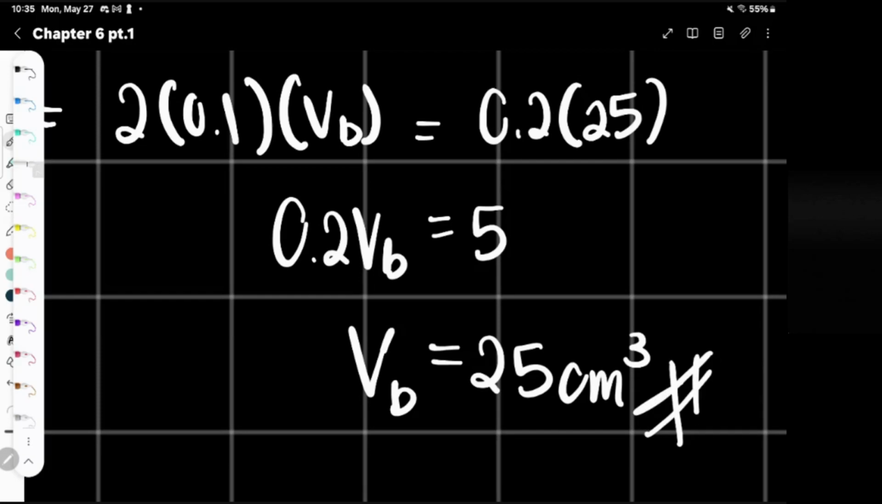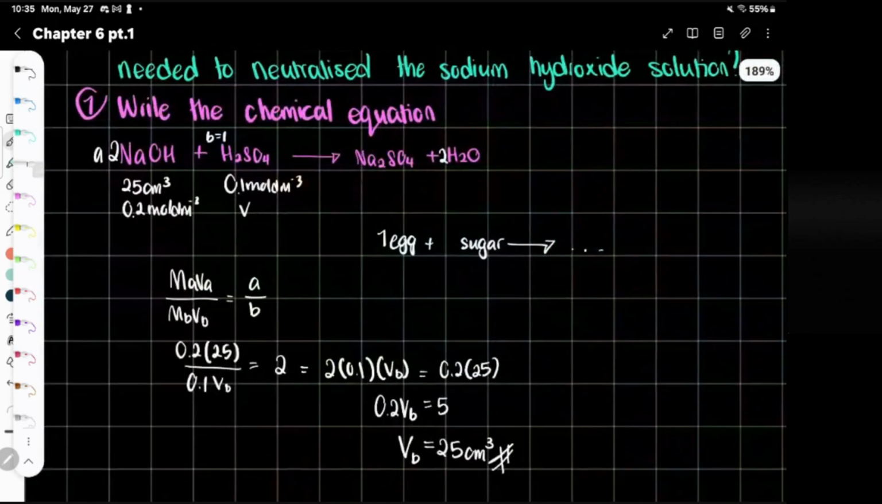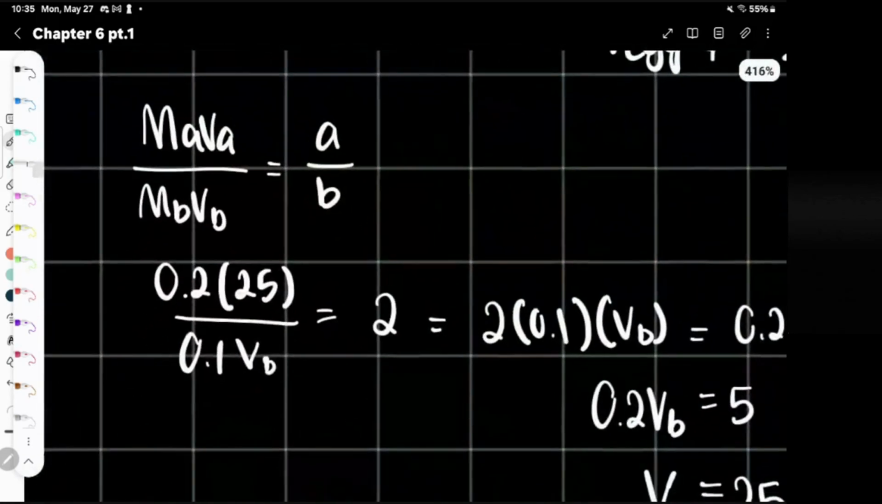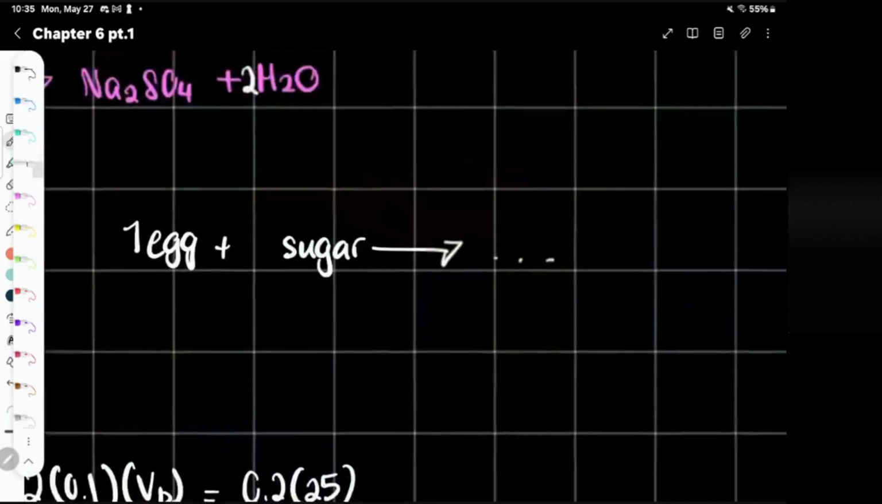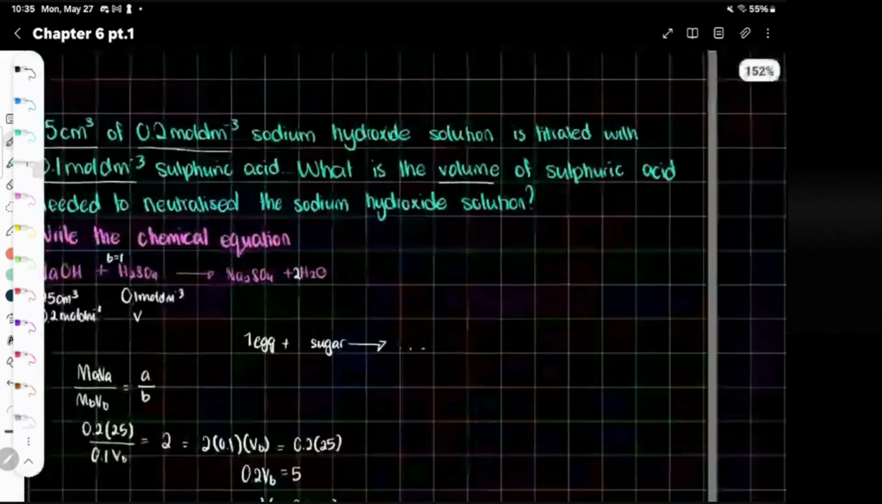Tada! Very simple, actually. I hope my answer is not wrong. But you get the answer, right? You get the gist of it, right? Just have to sub into the formula. Make sure you don't get it wrong. I don't know whether I'm wrong. Okay, fine, it's fine.